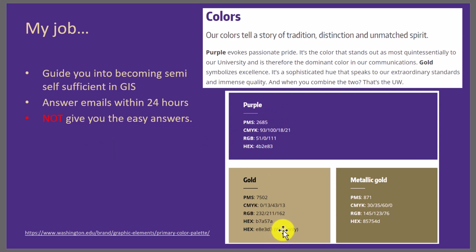Just for fun, I put up the UW purple, gold, and metallic gold color numbers, for example. Usually we use hex codes. So you notice that the hex code for purple is right here, the hex code for gold is right here, and then metallic gold is right there. And this is also in other areas, the reference areas. But I thought I'd put it up here because colors are important.